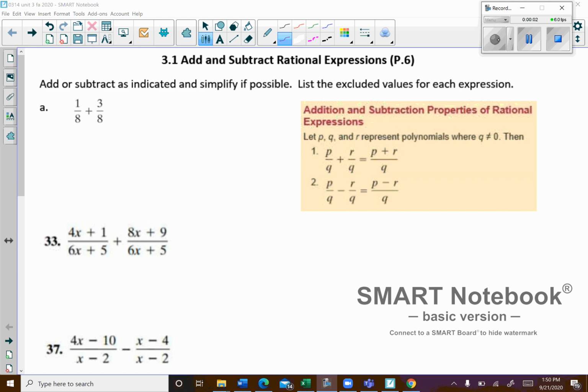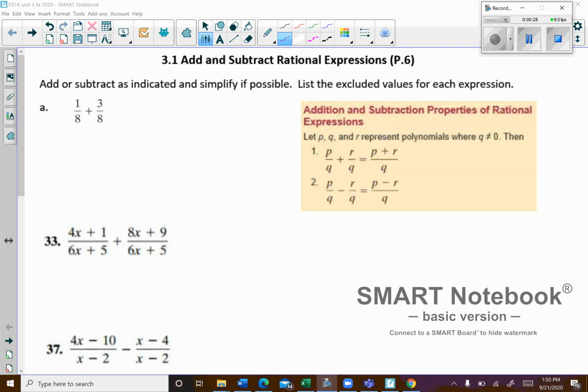So here's Unit 3, which really is a continuation of the last section of Unit 2, where we're looking at fractions. We started with just simplifying fractions, and some of them had a little bit of multiplication or division. Now we're going to look at adding and subtracting rational expressions. We've done this before, we just haven't done it with variables.